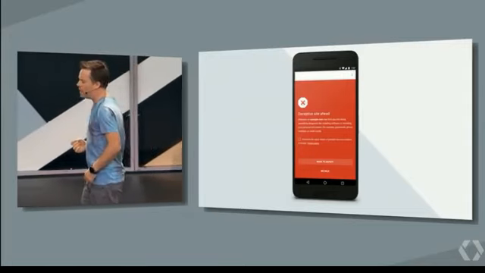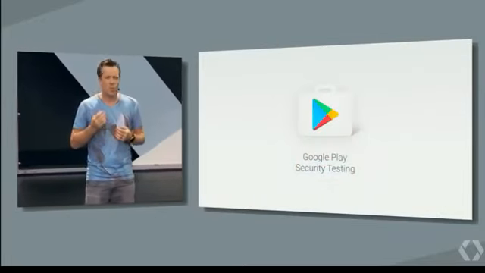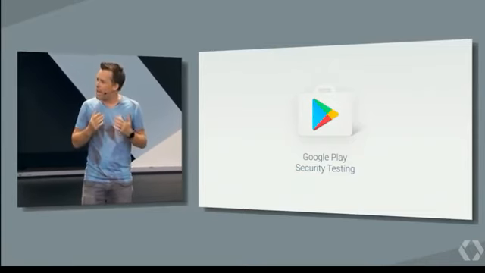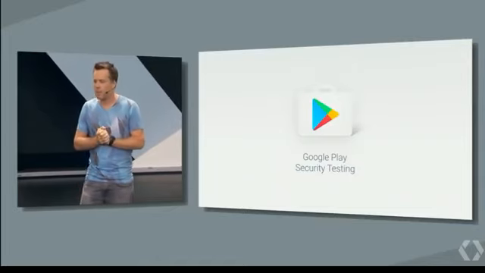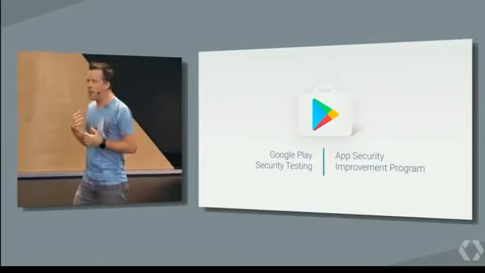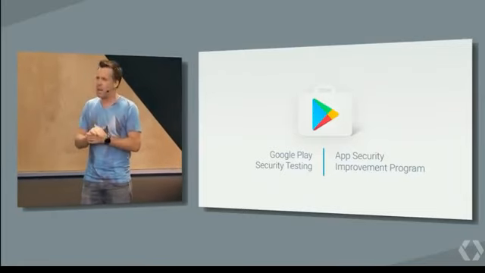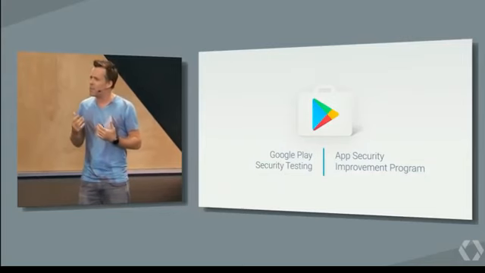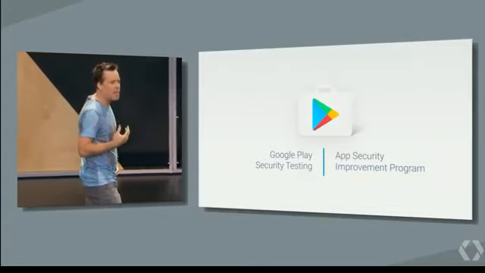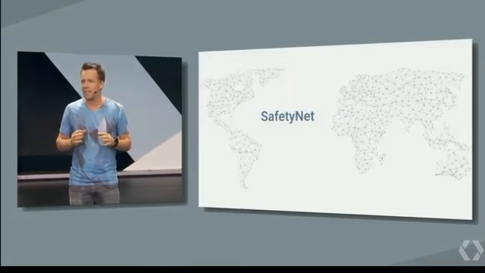Another example of how we protect users is through the Google Play Store. All Android apps undergo rigorous security testing before appearing on the store. We review every app to make sure it meets our policies. We also run an app security improvement program with developers to identify potential security vulnerabilities. For example, we've worked with key banking and e-commerce applications to ensure they're using HTTPS properly to protect against man-in-the-middle attacks. Google Play itself is built on a state-of-the-art cloud-based infrastructure we call SafetyNet.